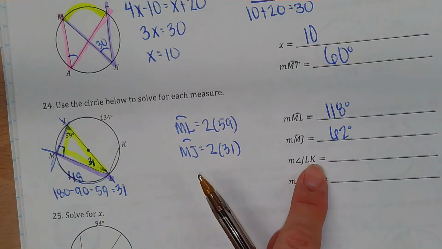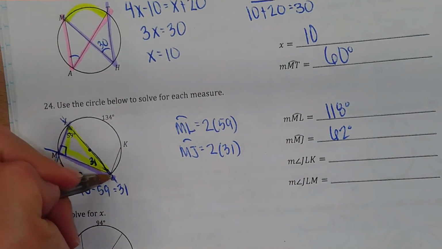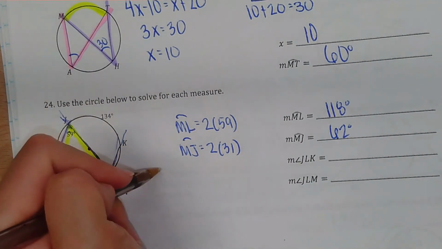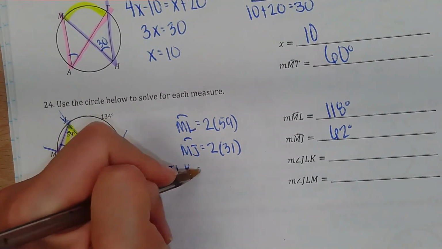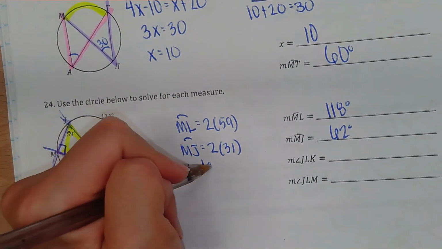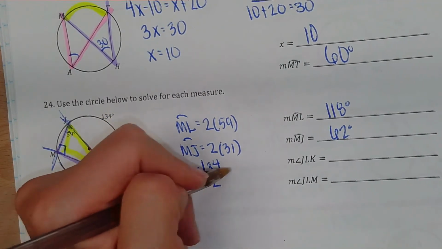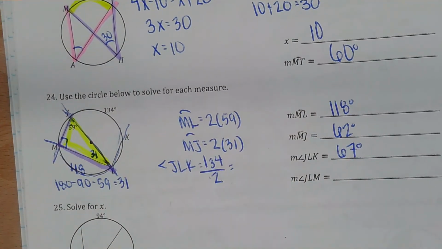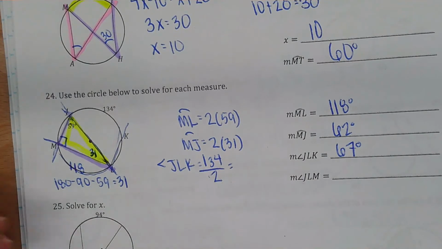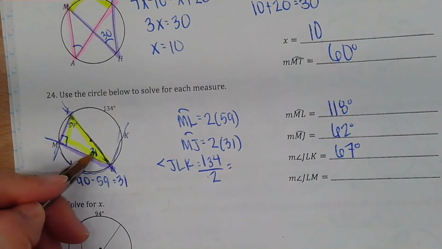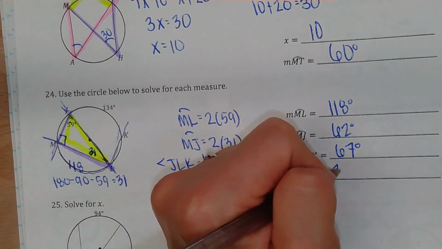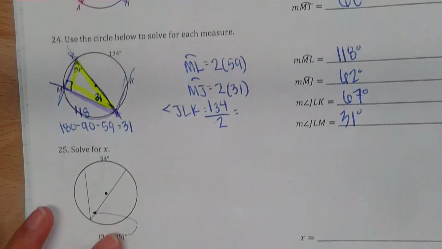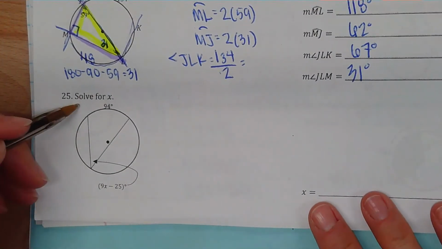Okay, next up is angle JLK, this angle. Well, we see the arc that it intercepts, so we're going to do angle JLK equals half of 134, divided by 2, and we will get 67 degrees. Next up is angle JLM. Well, we already found that out when we subtracted for the triangle, so we know that's 31 degrees. Okie doke. Last up on this page is solving for x.